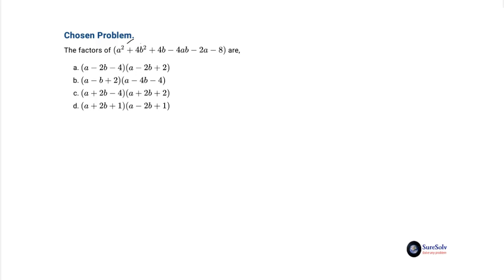A square, 4b square and minus 4ab. A square minus 4ab plus 4b square equal to a minus 2b whole square. But we must be sure that the three remaining terms, 4b, minus 2a and minus 8, do not affect this expression we have found. These three terms are not affecting a minus 2b whole square at all.